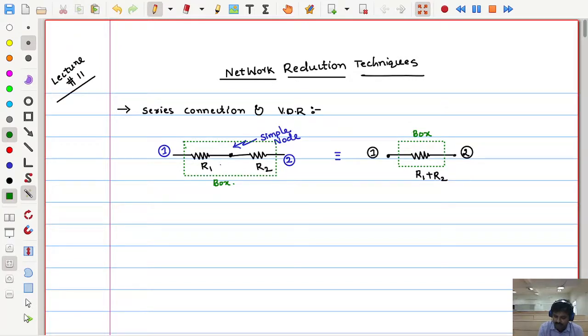So here how much value is there? 1 rupee, 1 rupee. Total is 2 rupees. Here how much does your box contain? Again 2 rupees. The only thing is here there are two 1 rupee coins, and here you find one 2 rupee coin. So this is what network reduction is: if two elements are connected in series, we are replacing 2 by 1. That means two elements got reduced to one element. Clear?